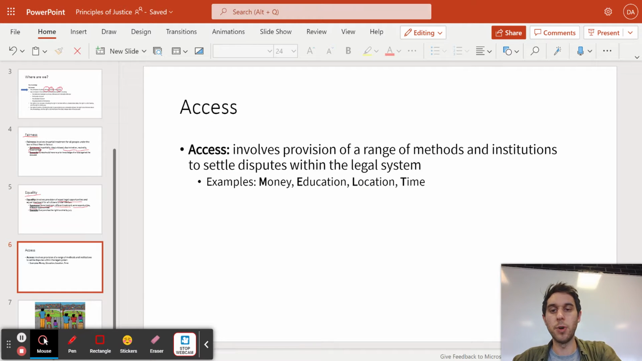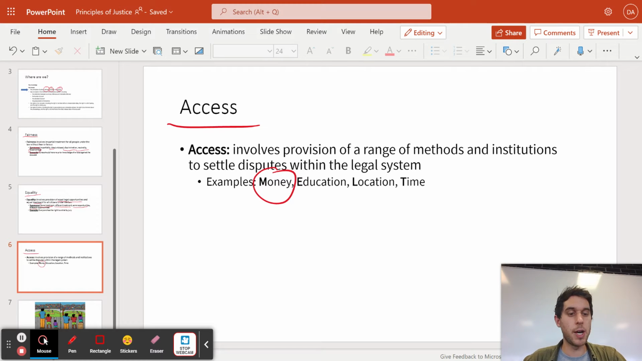And finally, we've got our third principle of justice, which is access. Access involves how hard or easy it is to use the legal system. There are a number of factors that can provide barriers to access or help make access easier. For example, money. The more money you have, the more likely you are to be able to hire a good lawyer, and they'll be able to represent you. Whereas if you don't have a lot of money, you might not be able to hire a lawyer, and that might make using the legal system a lot harder for you.